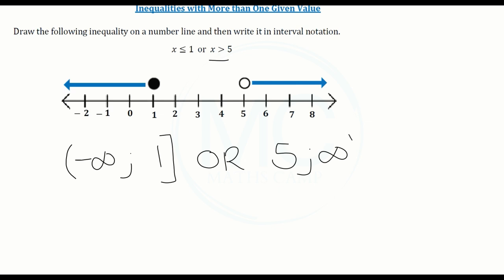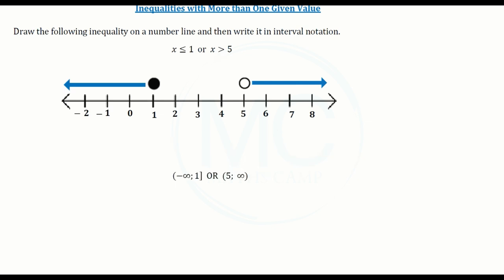We can put a round bracket around infinity. X is greater than 5, but it does not include 5 itself. So we can put a round bracket around 5 as well. And we have completed this question.